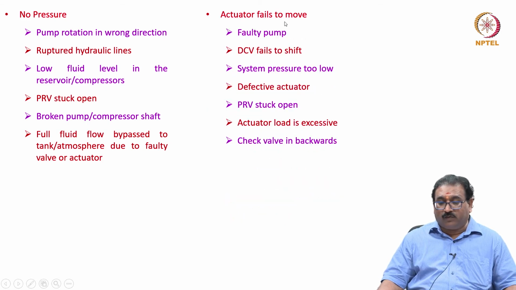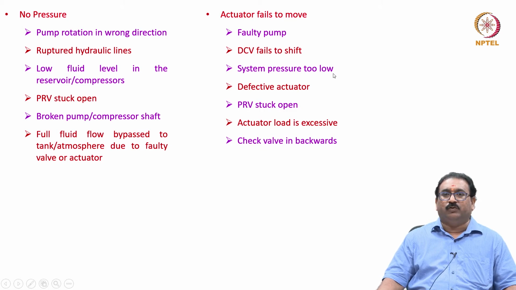If the actuator fails to move, then what are the reasons? Faulty pump, DCV fails to shift, system pressure too low, defective actuator, PRV stuck open, actuator load is excessive, or check valve in backwards.